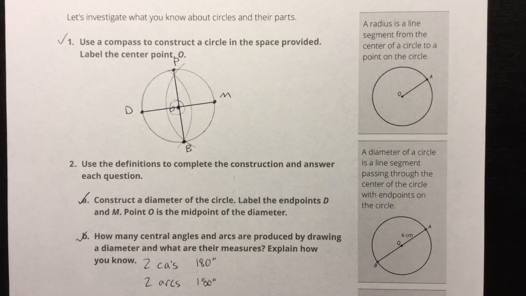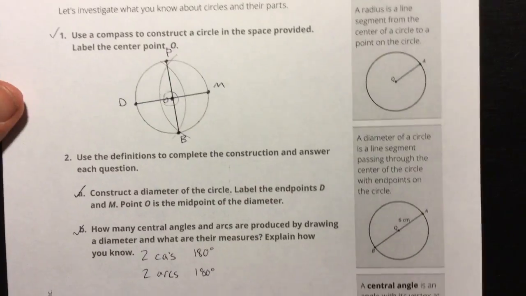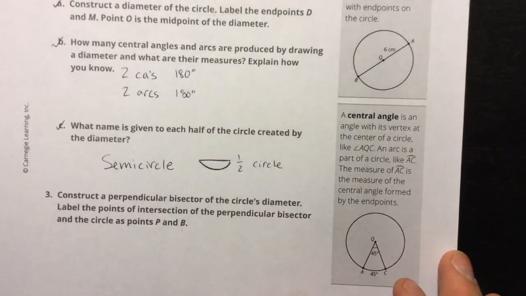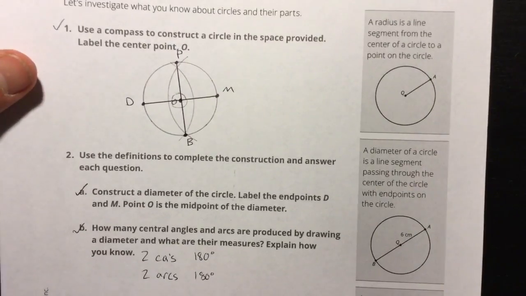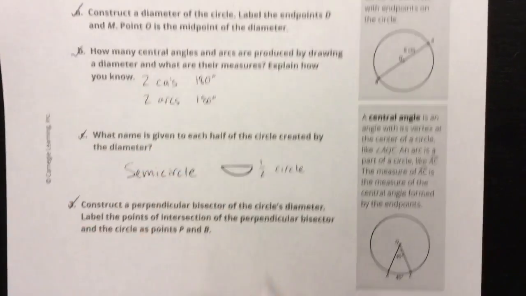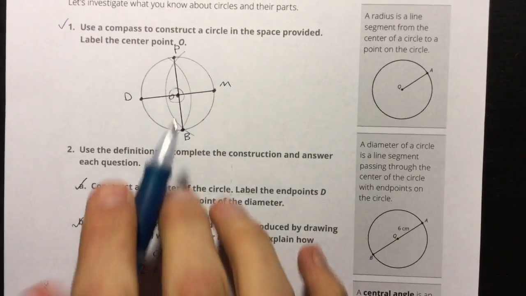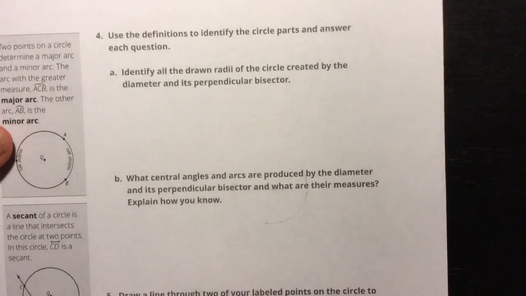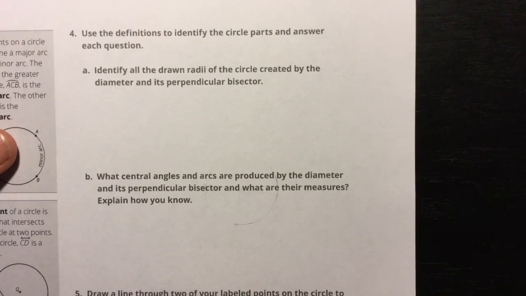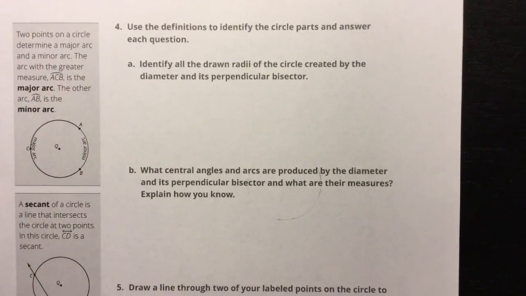Sorry, throwing my compass on the ground. All question 3 asked us to do was, here, let me slide it up so we can see it, to construct a perpendicular bisector of the circle's diameter, which we did. Okay, so we can go ahead and go check on question 3. We will have to keep drawing on this, so you're going to want to keep it out. For now, I need to flip this page over though. Now we're on to number 4. Use the definitions to identify the circle parts and answer each question.